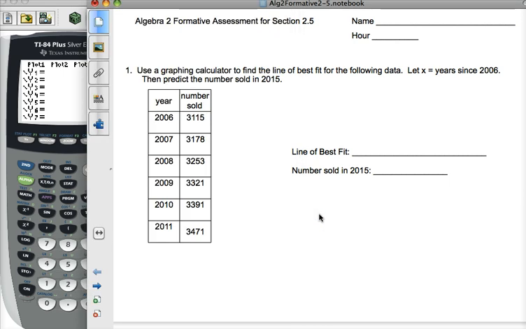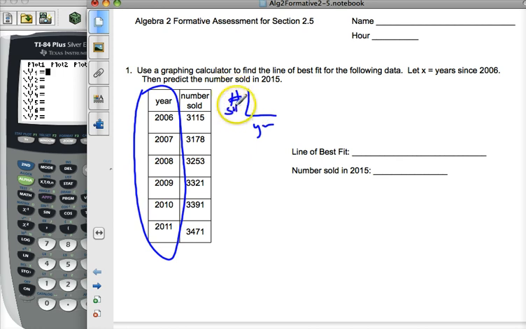We're going to use the graphing calculator to find a line of best fit for the following data. X equals the years since 2006. Also, I've got some years over on the left, and I've got some product where so many of them were sold on the right. We're going to plug in numbers that represent year and then number sold. Now, if I was going to graph this, year would go down here on my x-axis, and then the number sold would go on the y, because the number sold is based on the year.